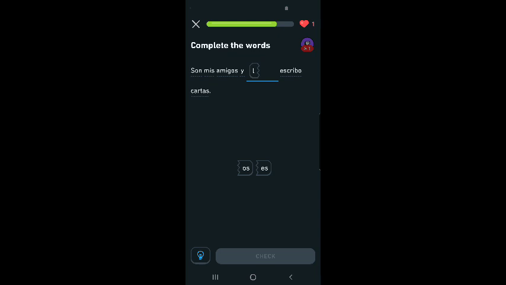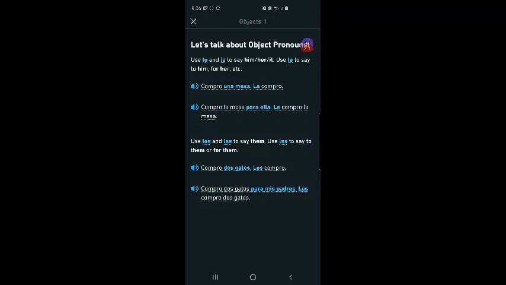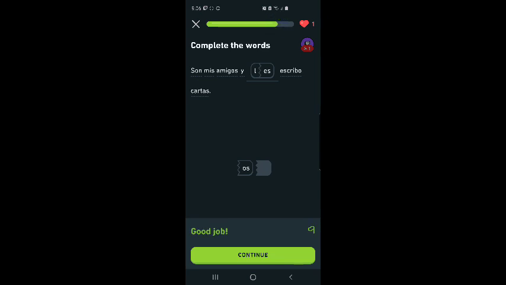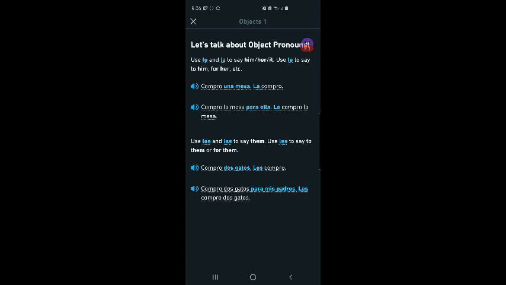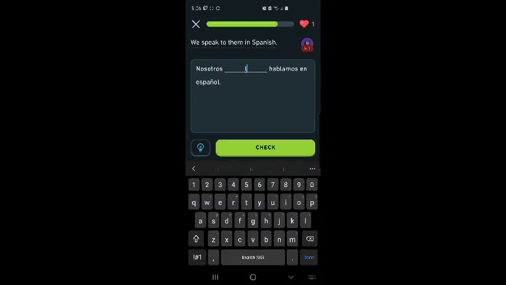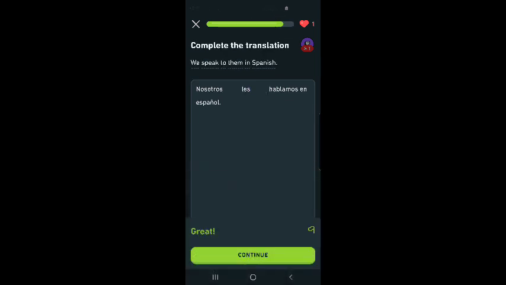Son mis amigos y blank escribo cartas. Son mis amigos y les escribo. I'm gonna say les. Les is to say to them. And they have one heart left. We speak to them in Spanish. Nosotros to them. Les. Les hablamos español. Nosotros les hablamos en español. I felt pretty confident in that, having gotten it wrong earlier.